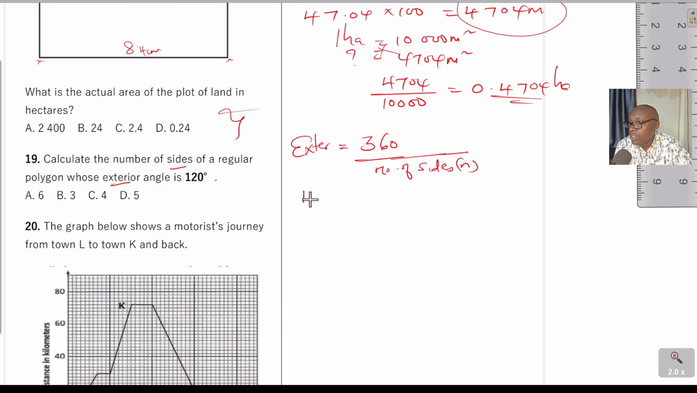So the exterior angle, which is 12, is equivalent to 360 divided by the number of sides. So you are supposed to get n. So to get n, just put that over 1 and then you cross multiply. 12 times n, you get 12n is equal to 360 times 1, that will be 360. So n is equal to 360 divided by 12.